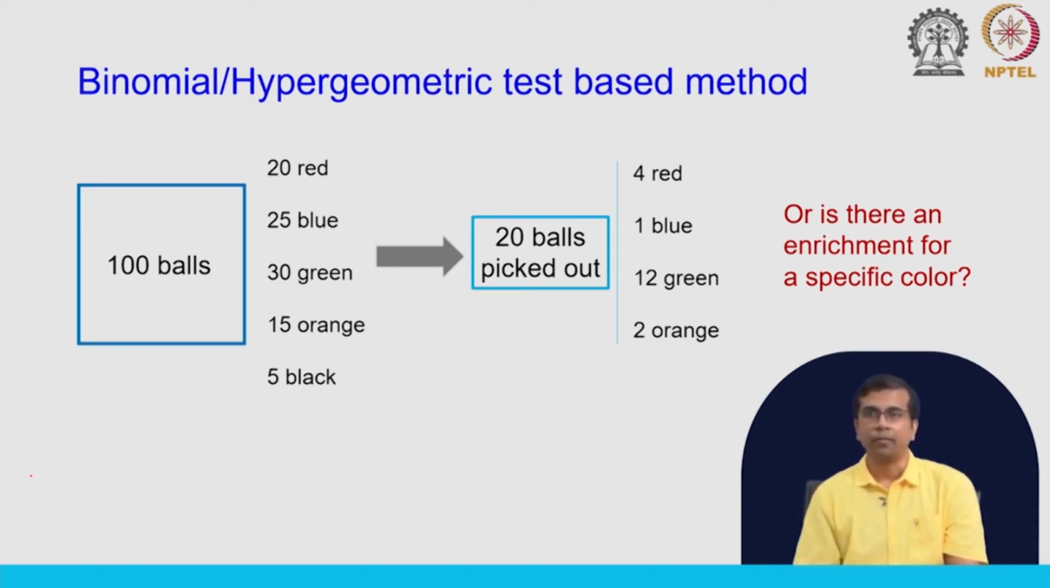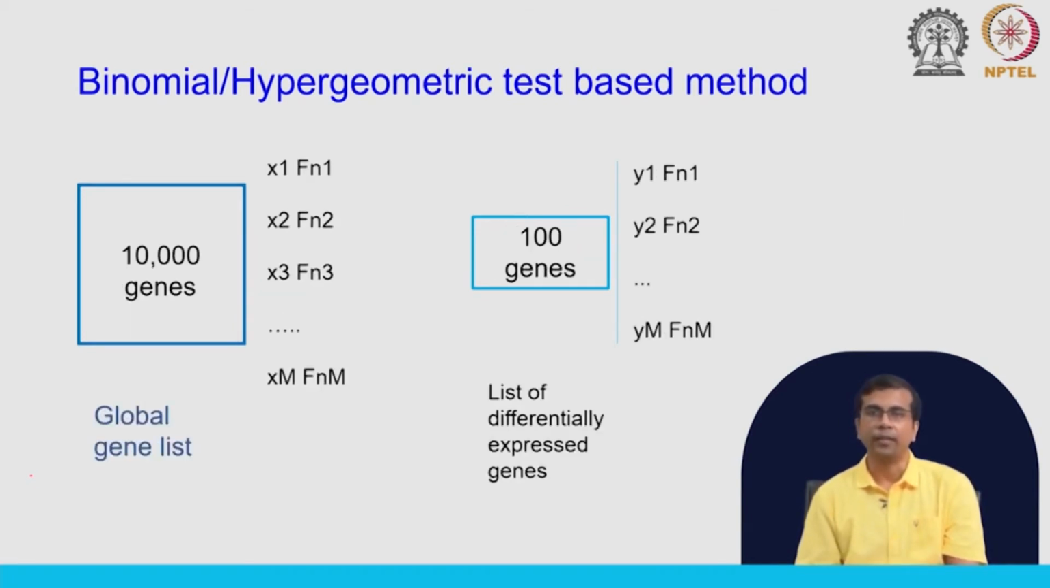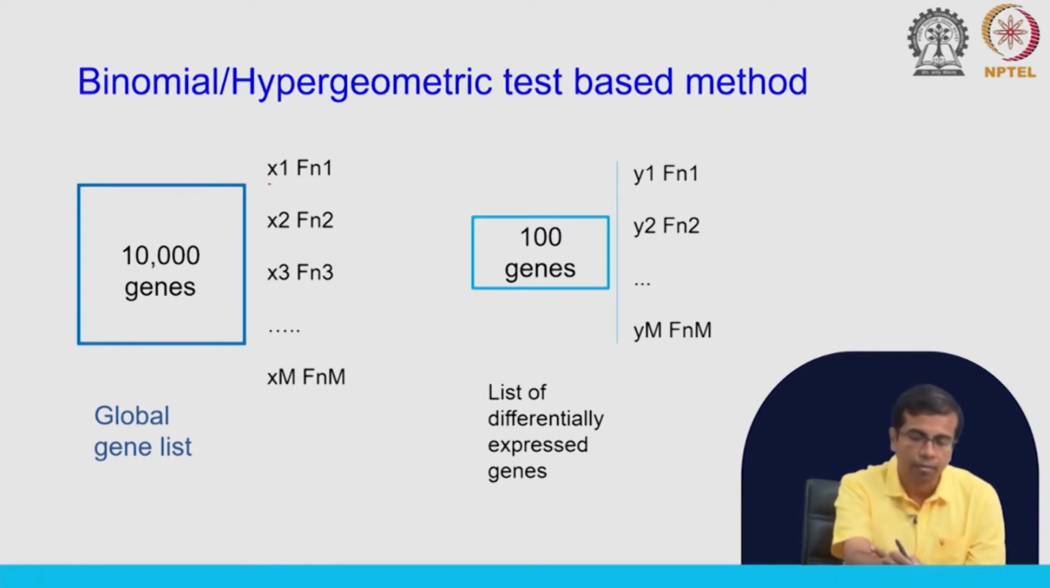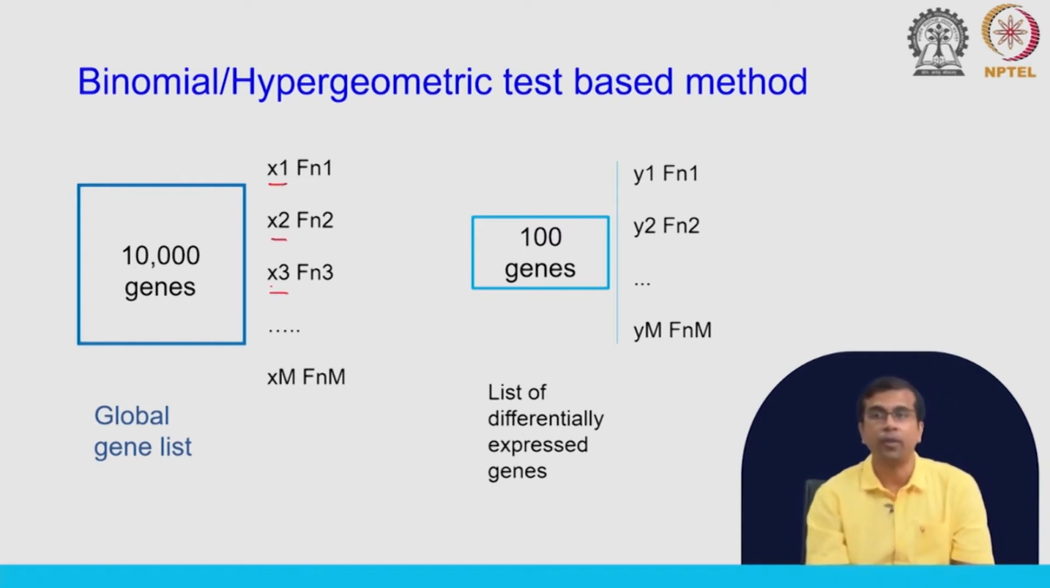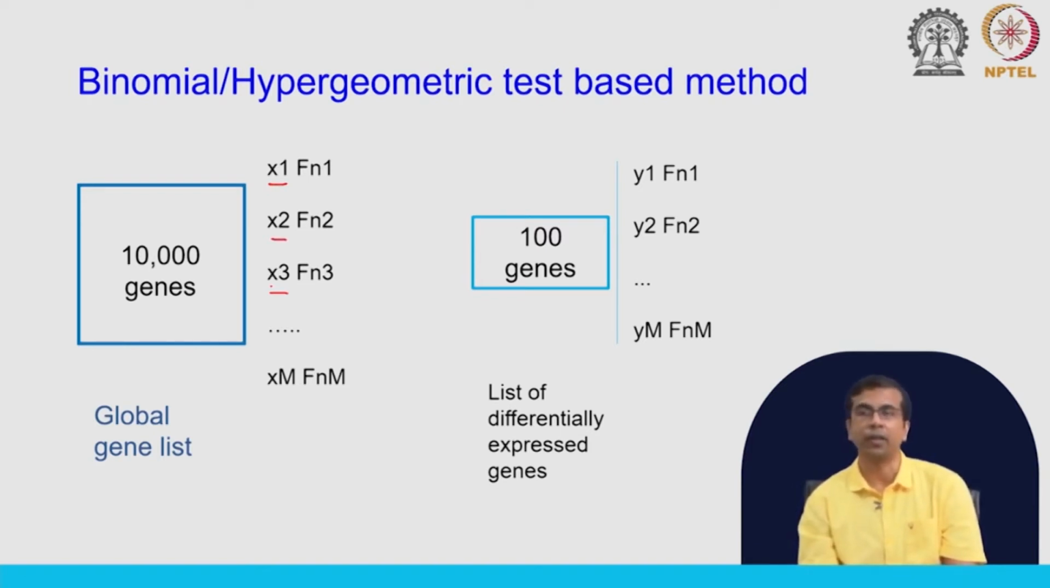Once you think of this example, this is very similar to what we want to do in the hypergeometric test based method for enrichment. This is the global box, and in our case this would be the global gene list, where we have about 10,000 genes, and instead of the colors we have functions. We have x1 genes in function class 1, x2 genes in function class 2, xm genes in function class m. This is the distribution in these 10,000 genes.